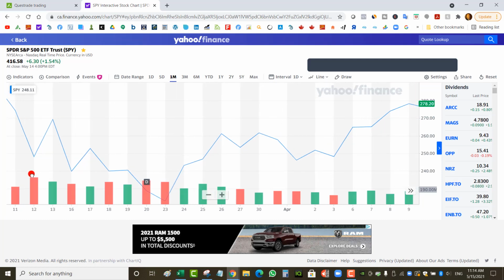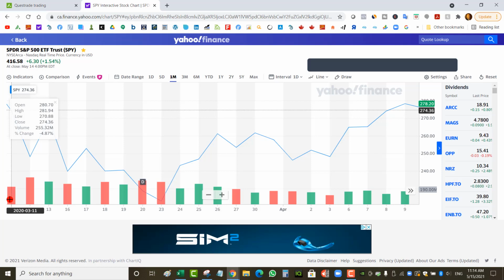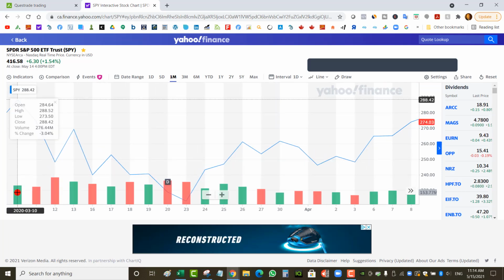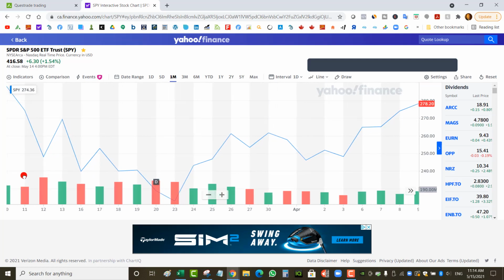Now, if we go to March 11, SPY opens at 280. Actually, the put spread here that you open on March 9th, you open at around, SPY was at 275. You probably could have closed it the next day or the day after because the SPY went up a bit.